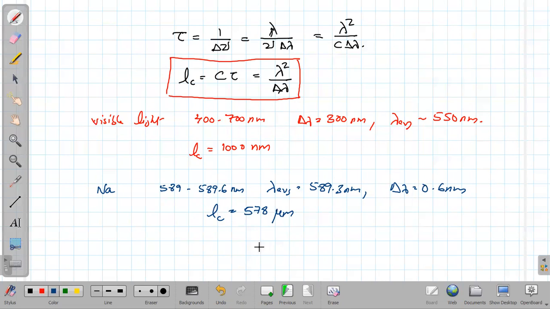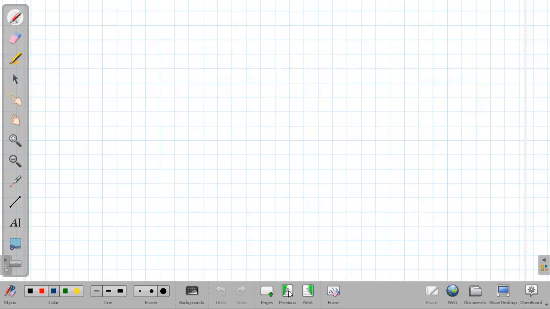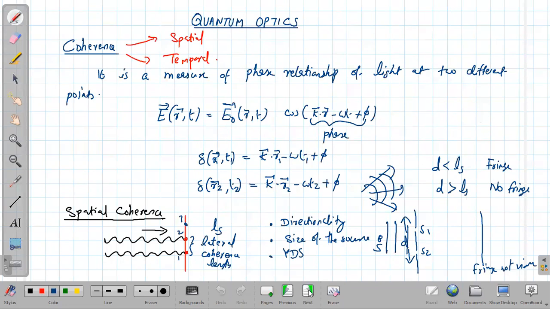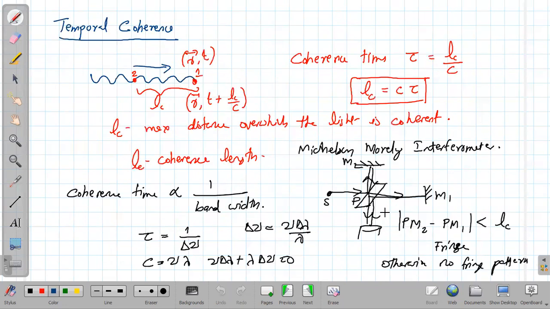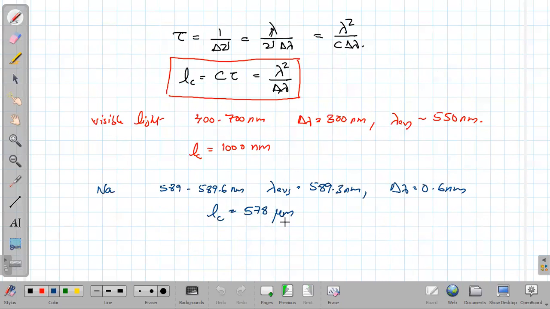So you have to remember this separation. The difference in separation between the partially silvered mirror to M1 and the partially silvered mirror to M2 should be less than the coherence length. So this separation is achievable. So we can get the interference pattern using sodium light, whereas it is not possible to get the interference pattern in a Michelson interferometer using the usual visible light.